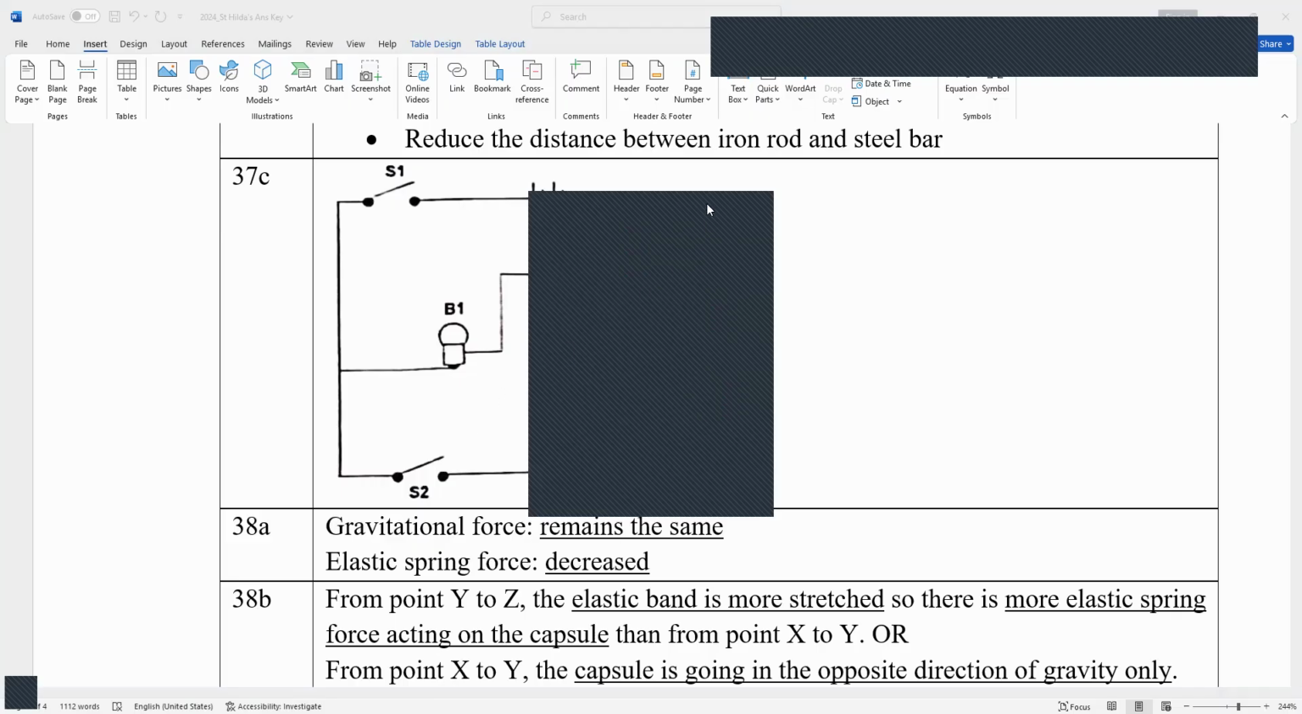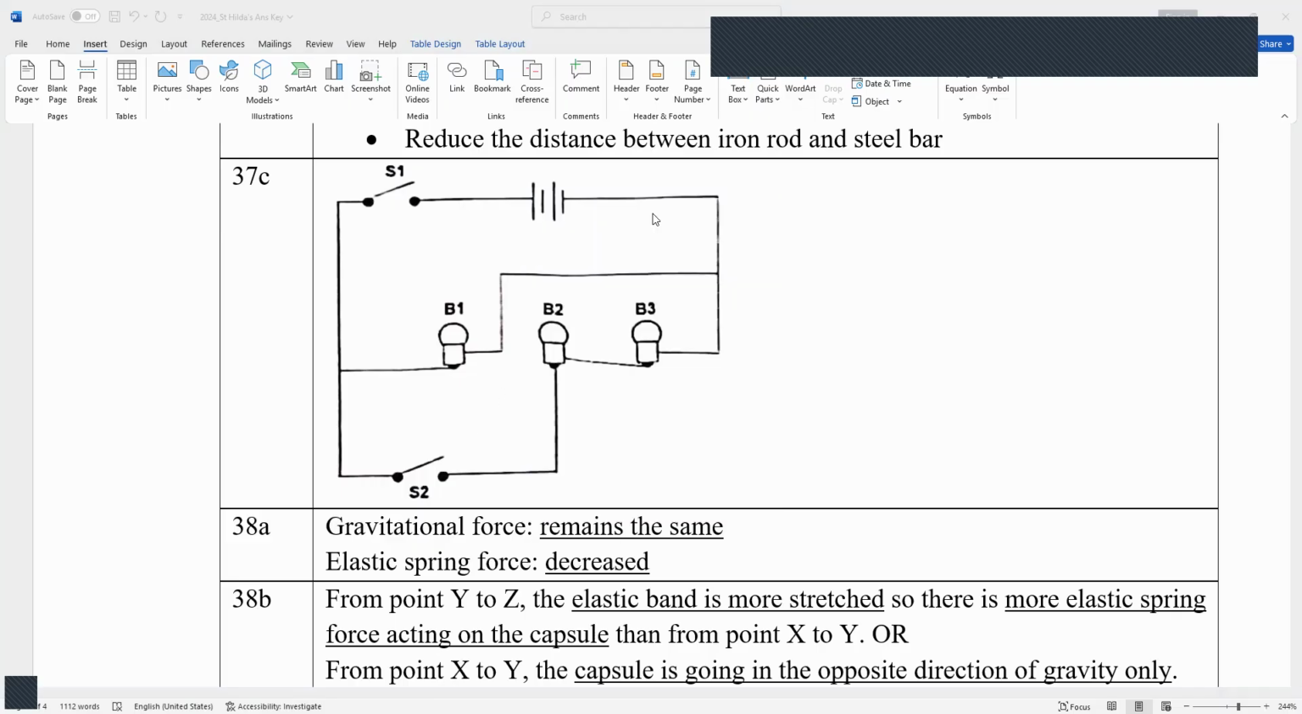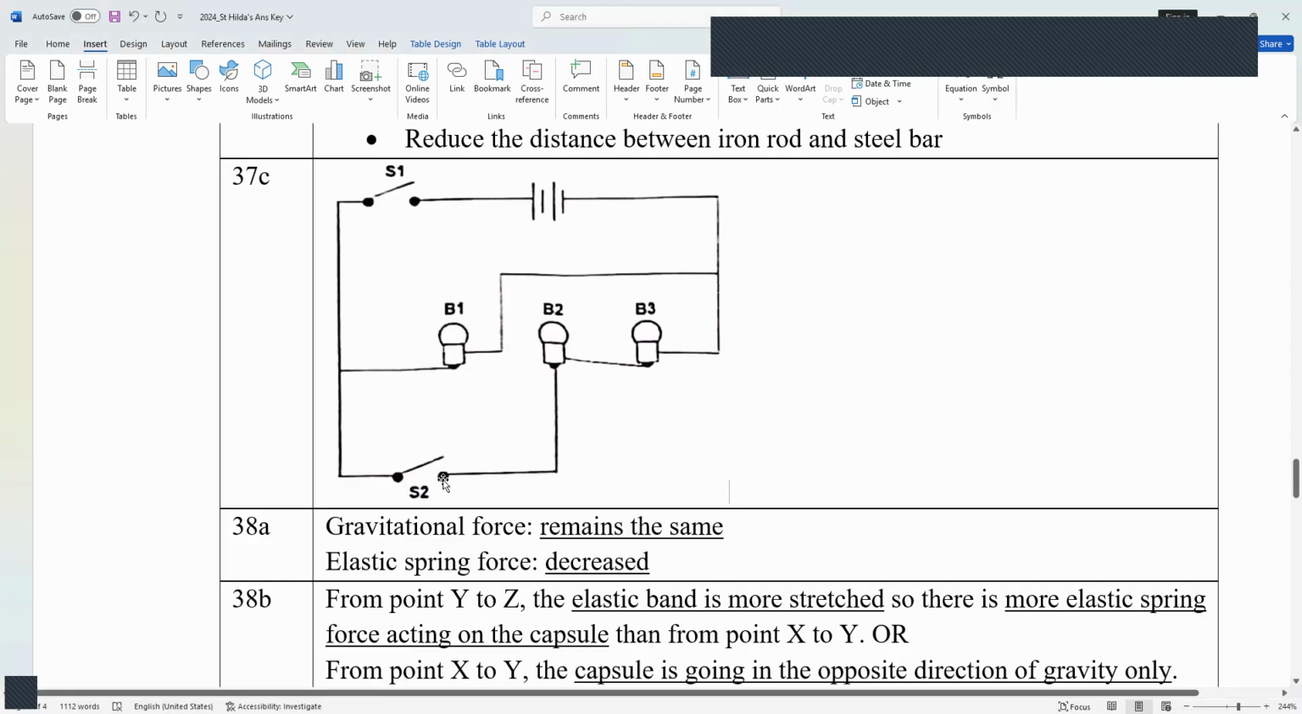Yeah, 37C. Because they say when S1 is closed, B1 lights up. When S2 is closed, all bulbs do not light up. Do you know why when S2 is closed, all cannot light up? Because S1 is a master switch. S1 is open, so the current can't even flow through. So when S2 is closed, all three bulbs cannot light up.